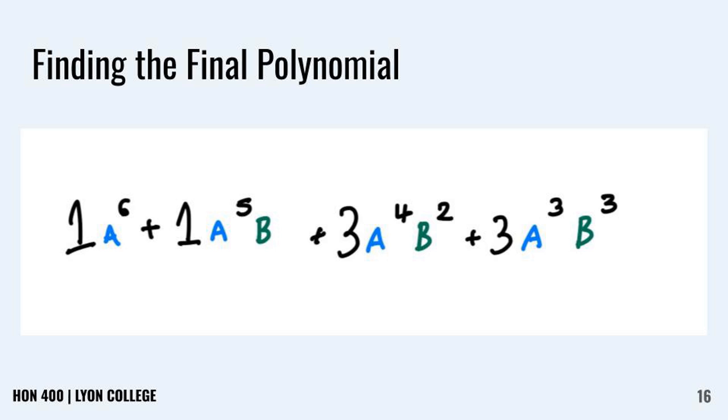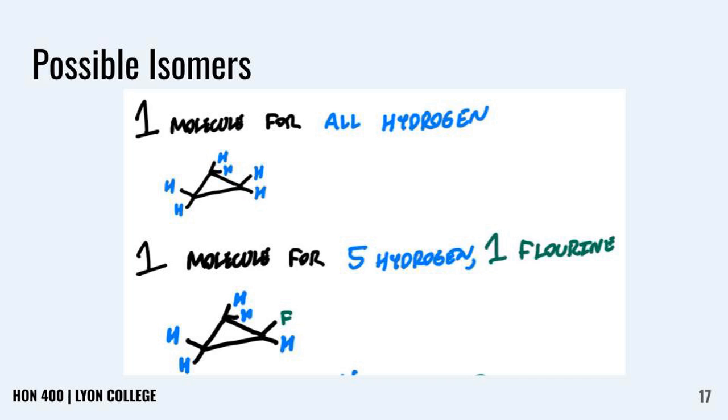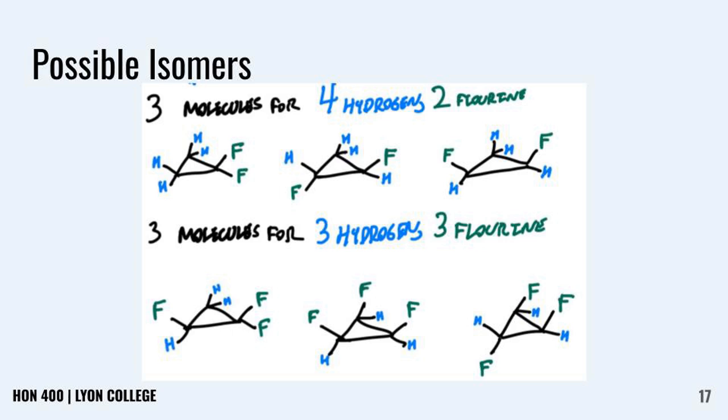So if, for example, we had 5 hydrogens and 1 fluorine, there's only 1 molecule, but 4 hydrogens and 2 fluorines gives us 3 possibilities. Using that polynomial, we now know that there's 1 molecule that uses all hydrogens, 1 molecule if you have 1 fluorine, and there's also 3 isomers if you have 2 fluorines, and 3 isomers for 3 fluorines. And this is important because we may not have drawn every possible isomer on our first pass, but now we have a way to make sure we were right.